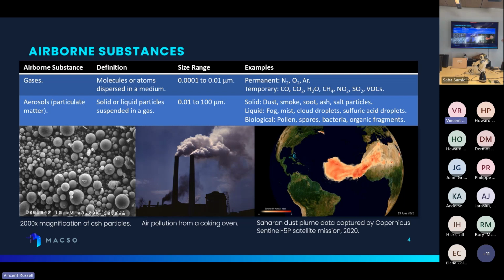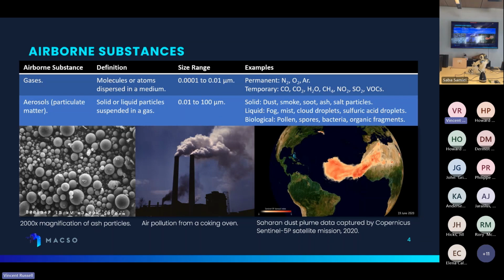The image on the left is a 2,000 times magnification of ash particles. This gives us a microscopic view of aerosols. The image in the middle is air pollution from a coking oven, so that's converting coal to coke, a refined fuel. This gives us a macroscopic view of aerosols and gases. And then the image on the right is a satellite image of sand blowing from the Sahara Desert across the ocean. This is giving us a global view of aerosols.